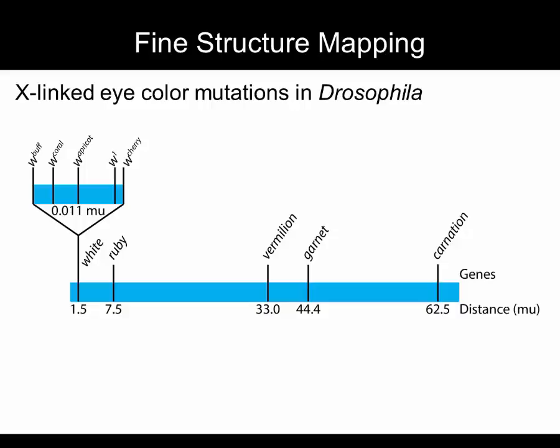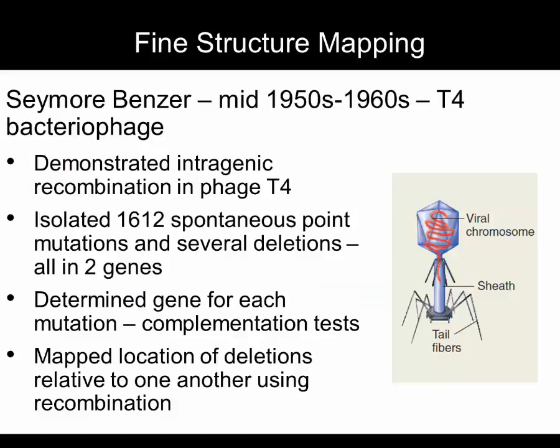We'd have to score tens of thousands of flies to see a single wild-type recombinant. Clearly, flies are not the ideal model organism for this sort of test. In the 1950s and 60s, Seymour Benzer performed a major series of experiments using T4 bacteriophage, isolating more than 1,600 point mutations in 2 genes.